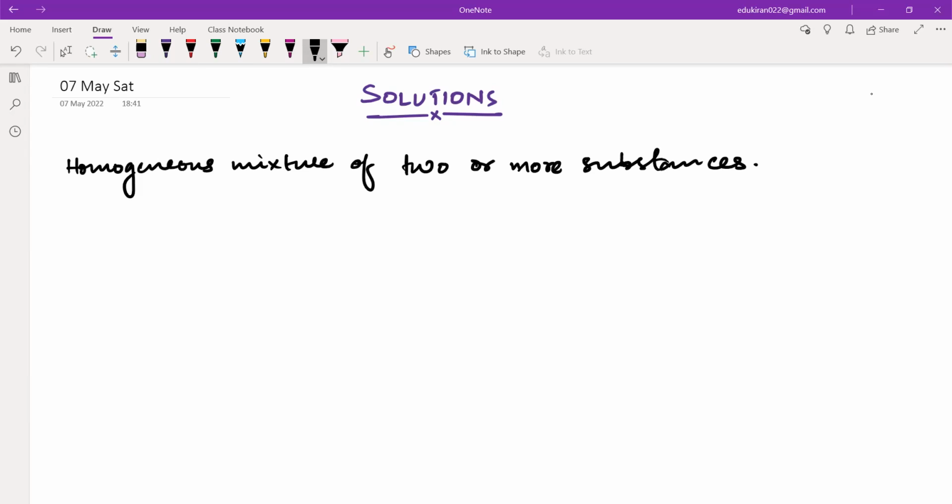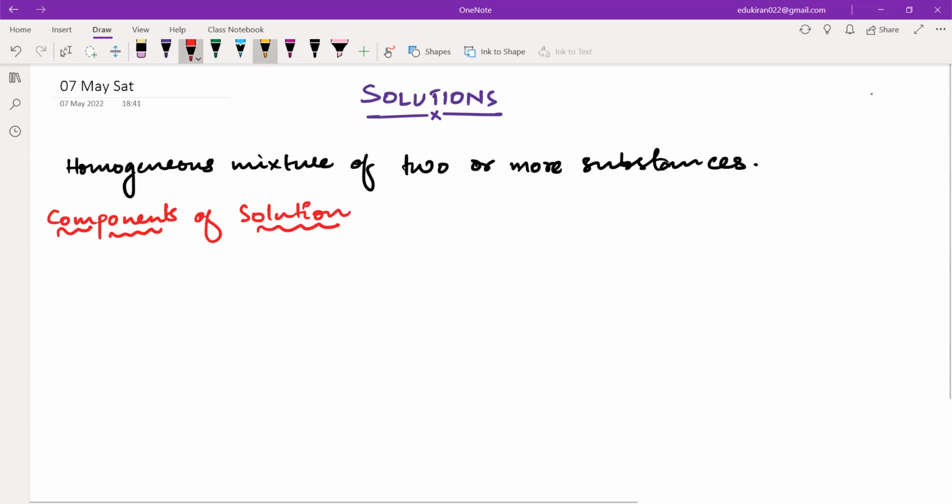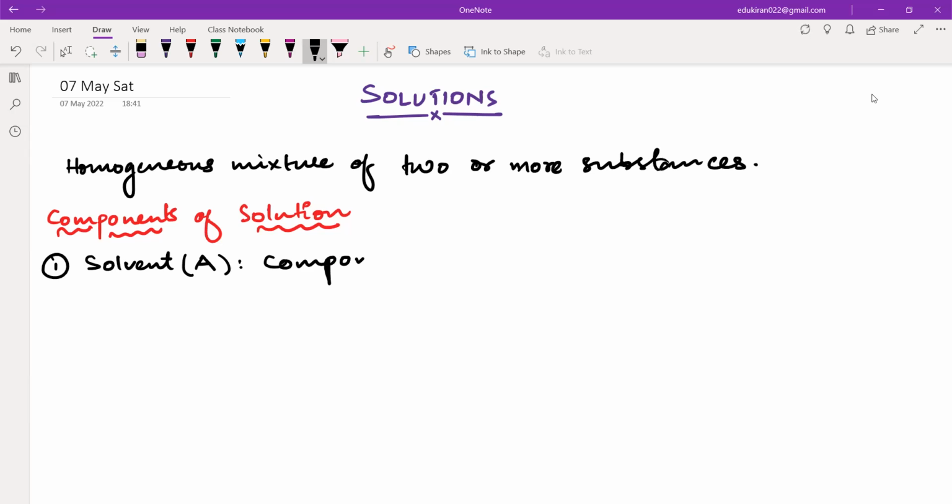Now when you have two or more substances, that means we can call them components. So what are the components of solution? Each solution will have at least two components. One component will be the solvent, and I will denote solvent by A. And what is the solvent? The component in larger amount.